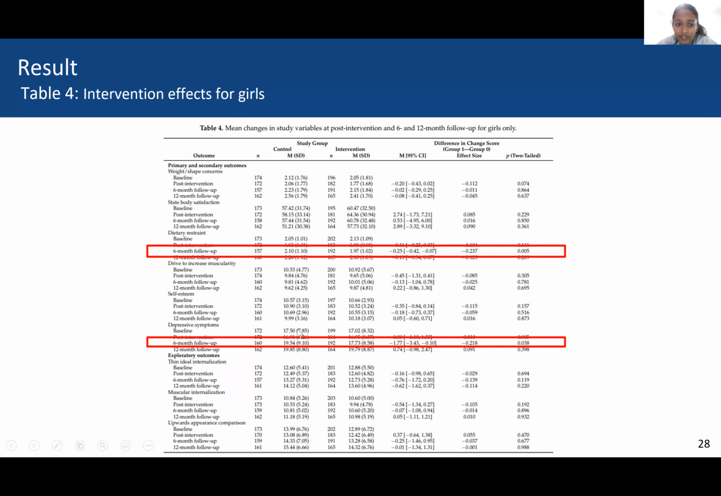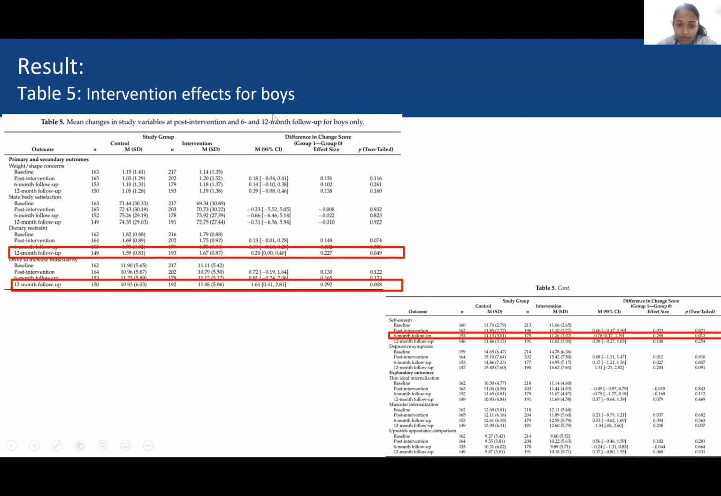There were 3 significant group by time effects observed for boys. Dietary restraint behavior reduced from baseline to 12-month follow-up for both groups. Unexpectedly, this effect was much weaker for the intervention arm. Similarly, the intervention arm did show a decrease in drive for masculinity from baseline to 12-month follow-up, but the control arm showed a much larger decline in this behavior.